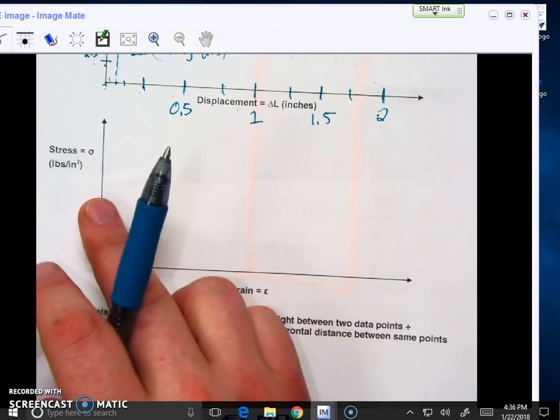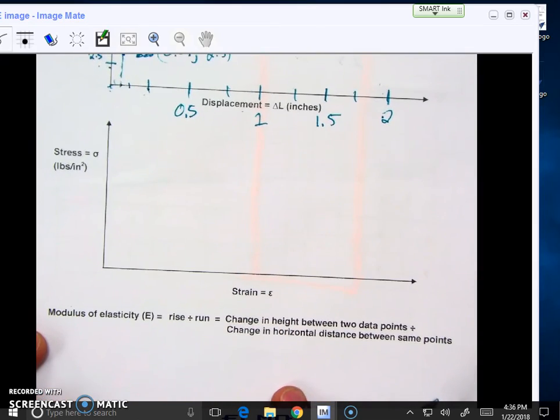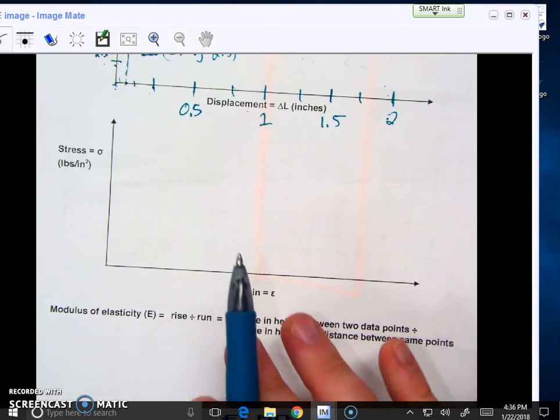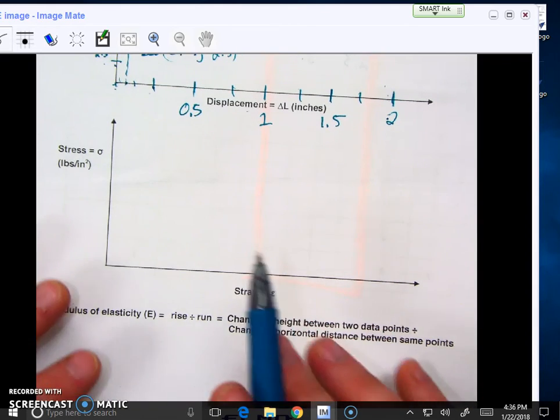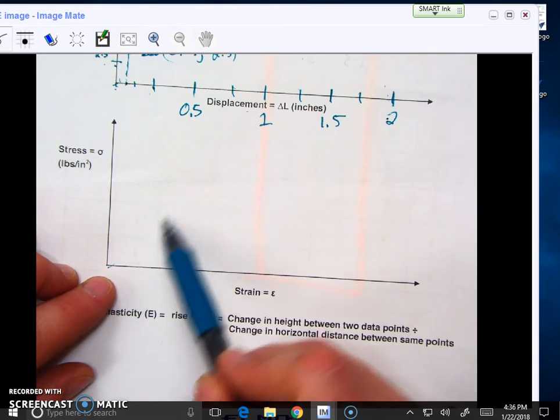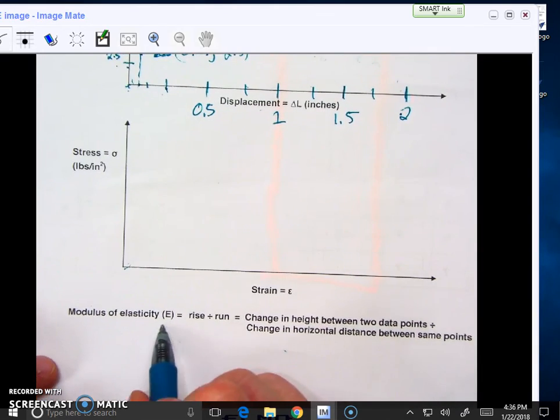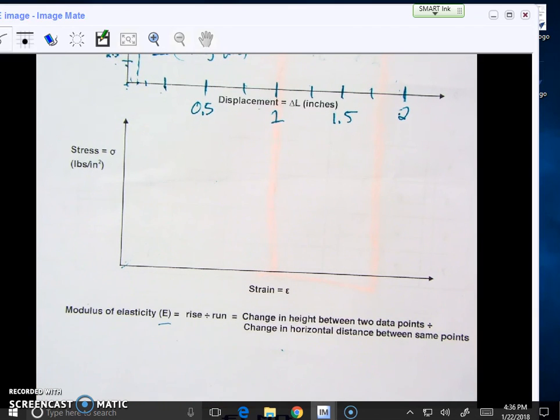And so you have to do the same thing for the stress versus strain curve. And hopefully, if we got some good measurements, if we were careful with how we set things up, we should have a linear part of this graph that we can calculate the slope of, and that'll give us a measure of the elasticity of this material that we're working with.